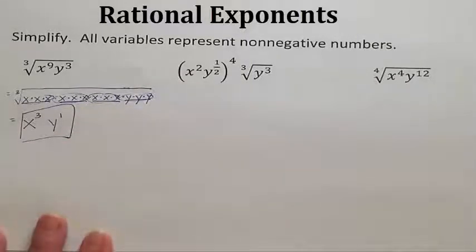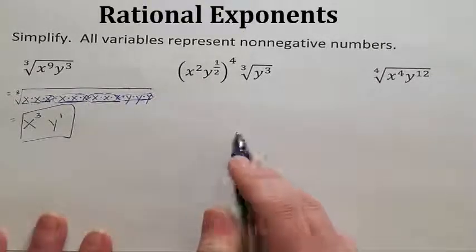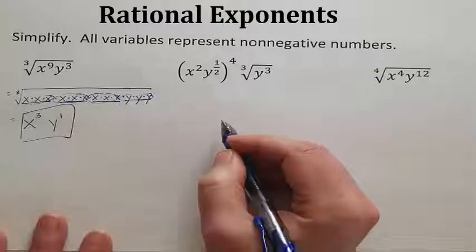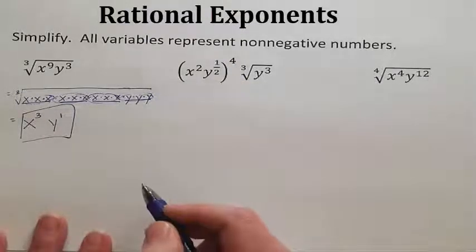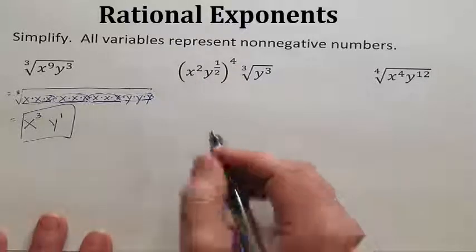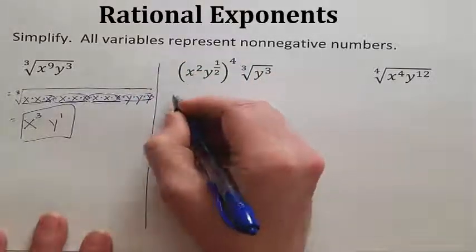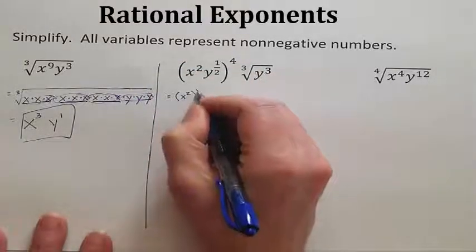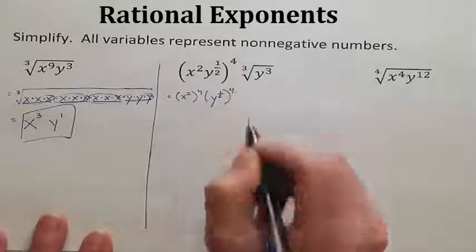That is one way that you could do it. Another way that you could possibly solve it. So solving this problem using another method that we could possibly do. Remember, if I have an entire parenthesis raised to the 4th power, everything in this parenthesis is raised to that 4th power. So looking at this parenthesis part, the x to the 2nd is going to get raised to the 4th, and this y to the 1/2 is going to get raised to the 4th.